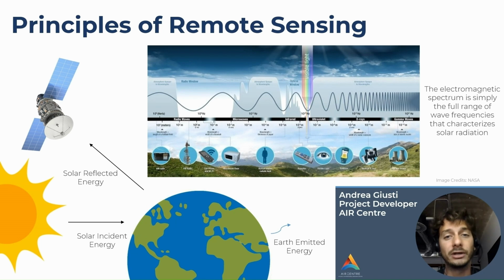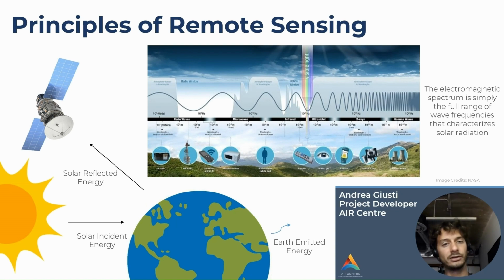Let's see now the principle of remote sensing. Remote sensing, as we've seen before, involves capturing data about the Earth's surface without direct contact. And this is done by using the electromagnetic spectrum, which is the full range of wave frequencies emitted by solar radiation. Here you can see how solar energy interacts with the Earth, which is either reflected back into space or absorbed and then re-emitted as energy. Satellites, like the one shown here, detect this reflected and emitted energy to provide valuable information about our planet, including the detection of marine plastics.